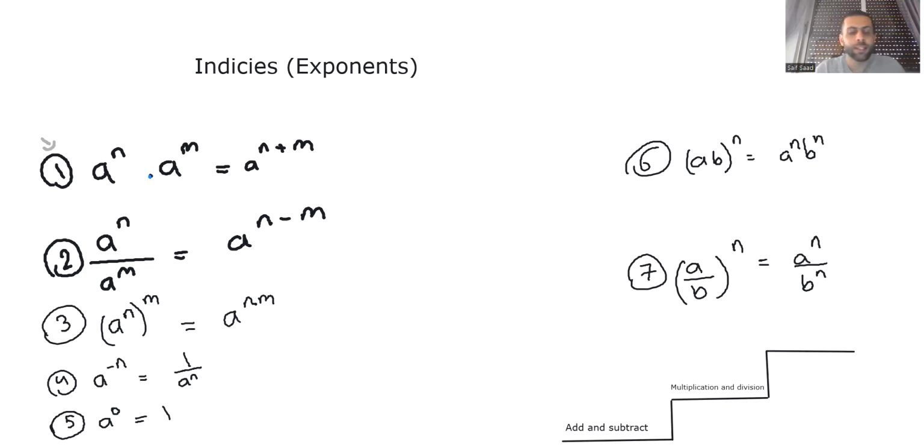So basically, let us start with the first rule as you can see here. The first rule says a to the power of n times a to the power of m. We will use a character. This character is called Zena. This lady will help us understand what will happen in this case.